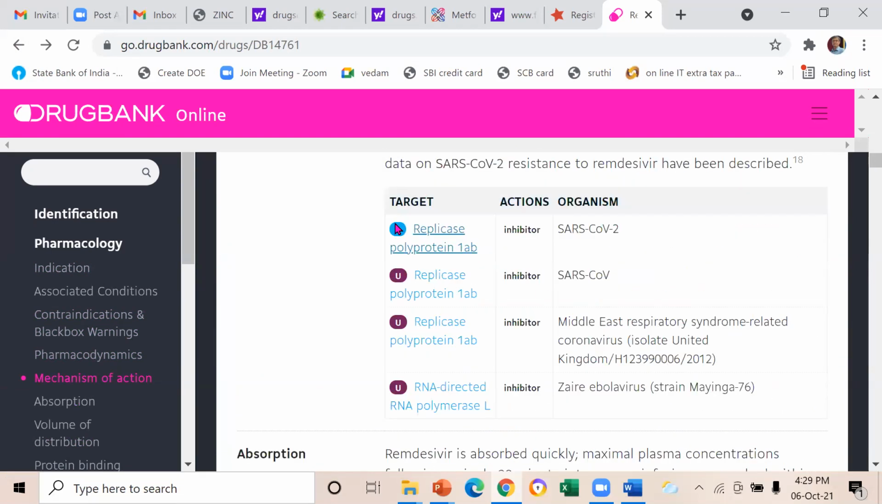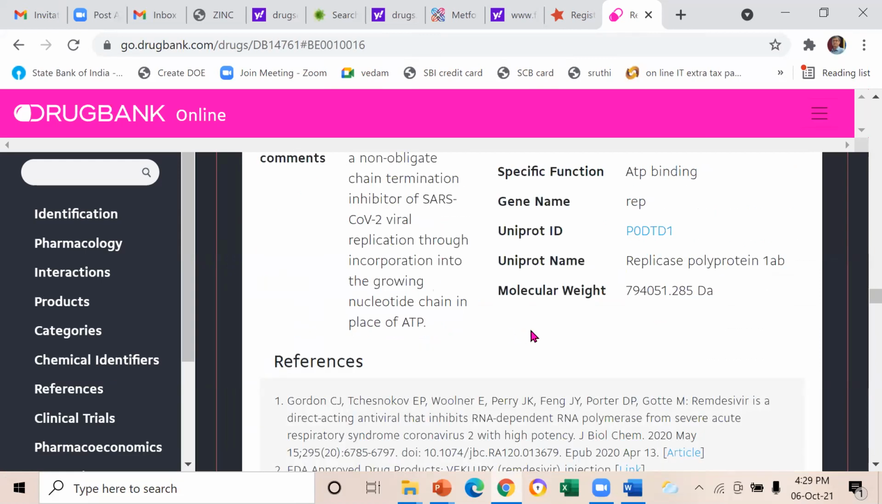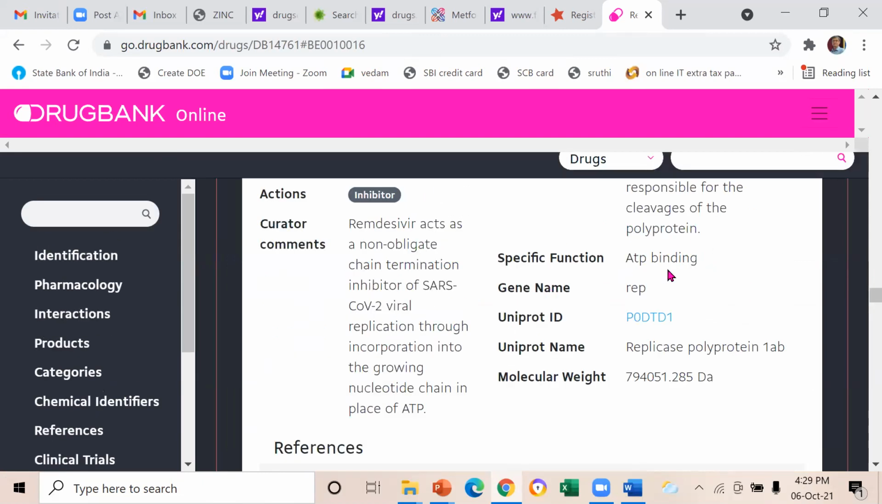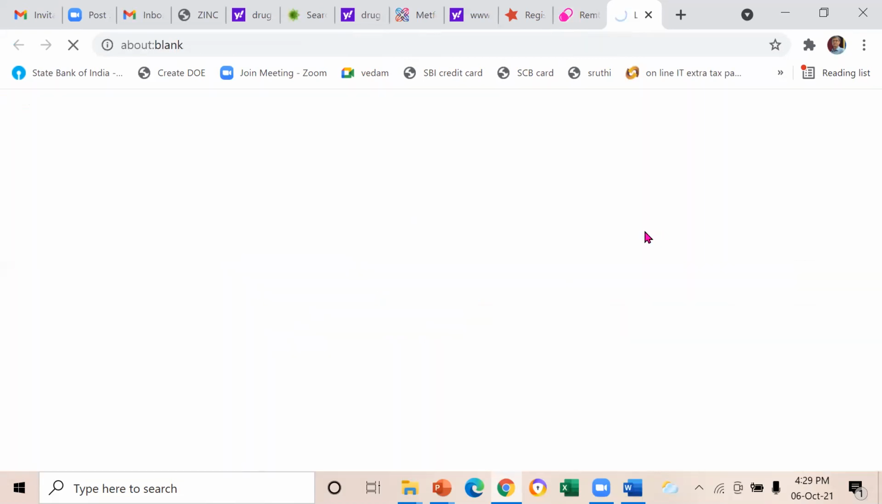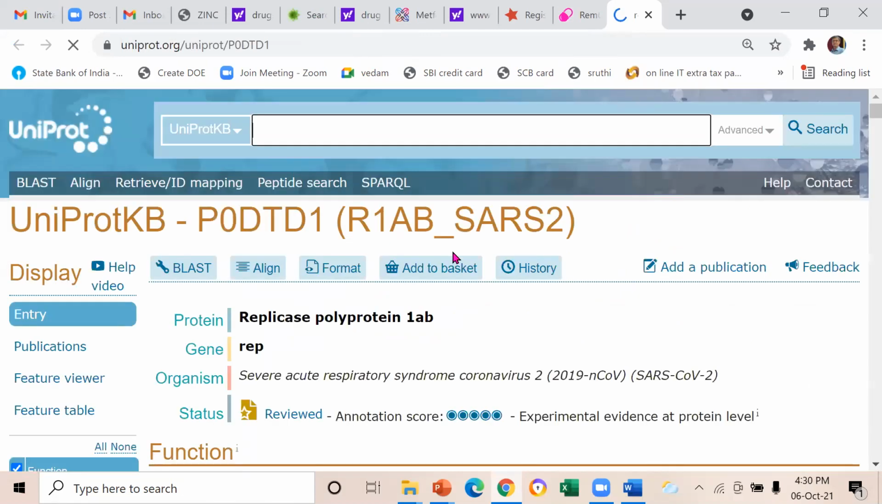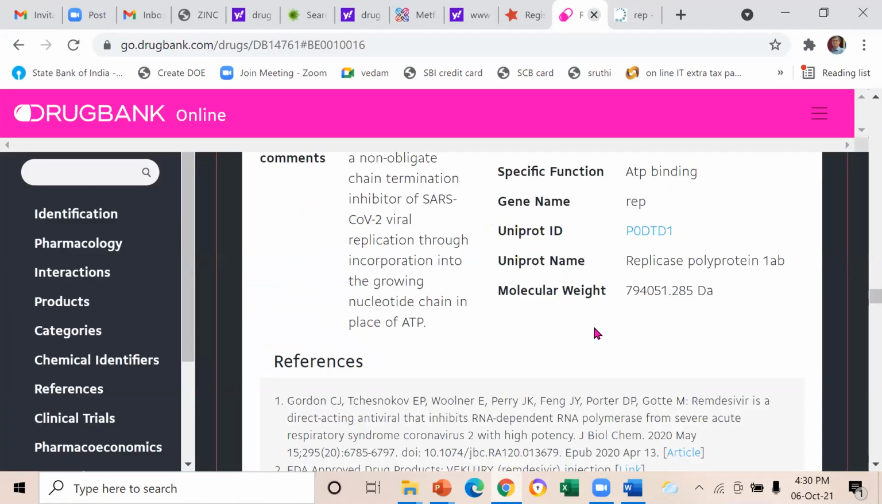Targets. So it gives you a target. There is an enzyme called replicase in SARS-CoV-2. It seems to work by binding to that. So this is the protein, this is called replicase. And the protein details are also given here. This is the UniProt number. We'll talk about the UniProt number. That's the sequence of the particular protein. That's called the UniProt number. So a lot of information will be given for drugs.